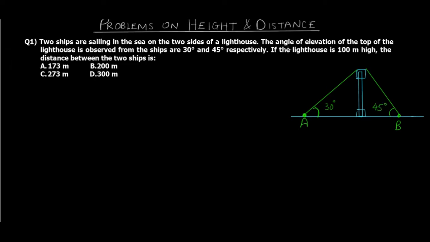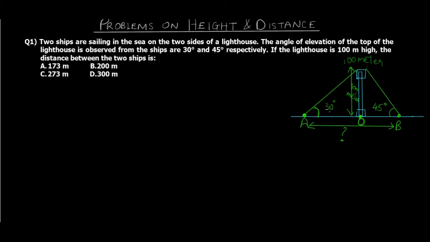Now they're saying that the lighthouse is 100 meter high, so this is 100 meters, which is this length exactly. The height of the lighthouse is 100 meters. What is the distance between the 2 ships? So we need to find out this distance. So let's consider this point as O, which is where the lighthouse starts from the ground.